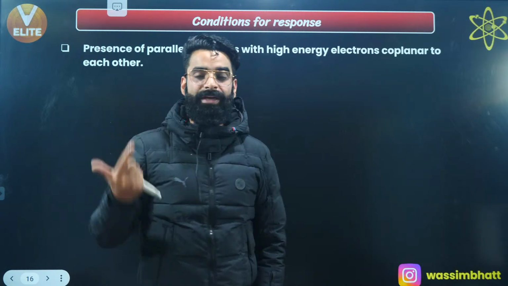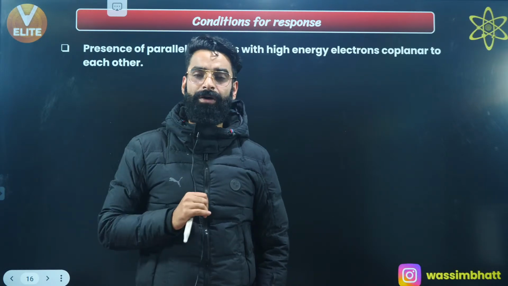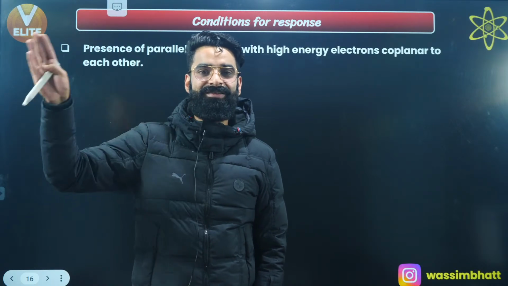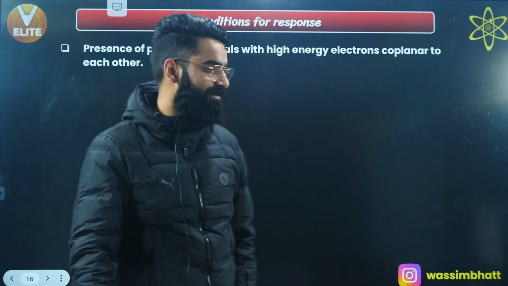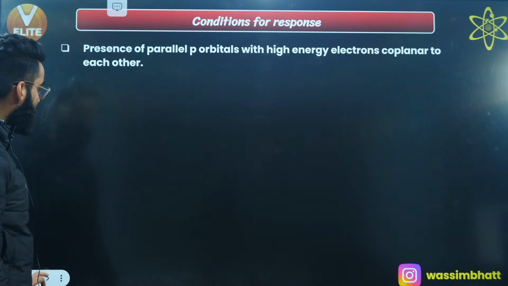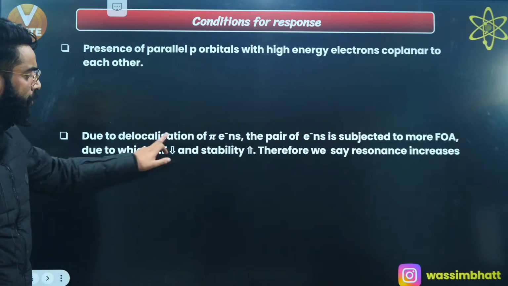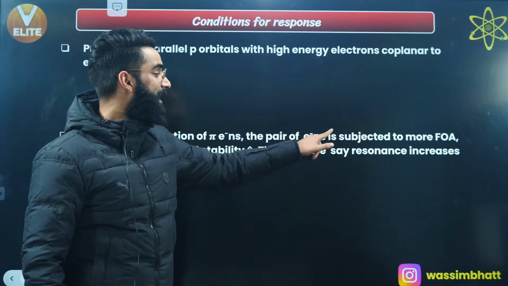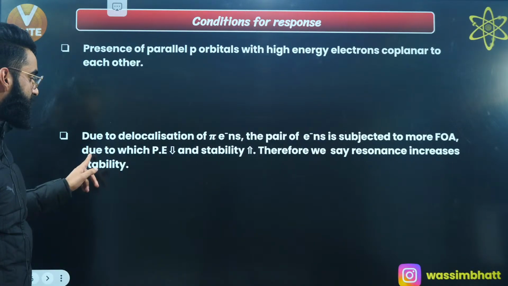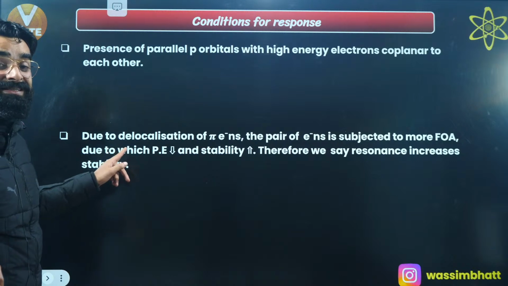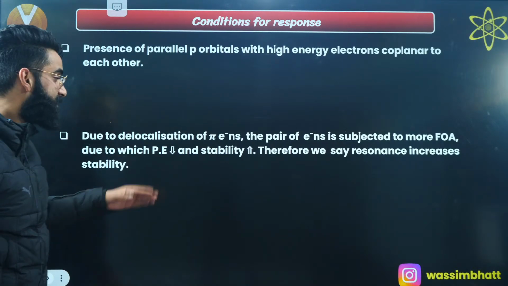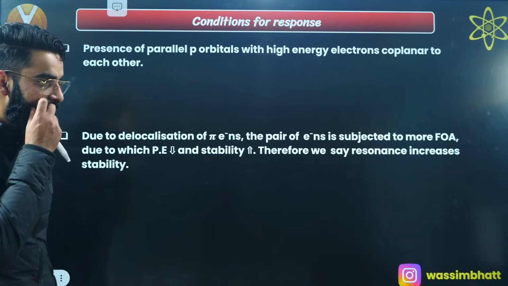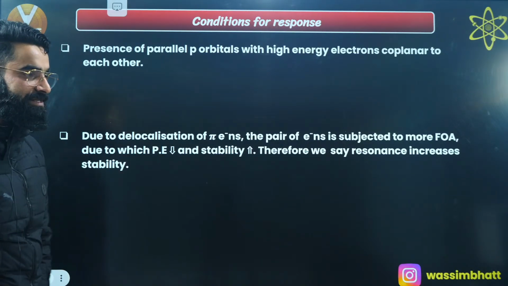Whereas in your canonical forms, there is no delocalization at all. And wherever there is delocalization, energy gets released. And wherever energy gets released, stability gets increased. As simple as that. Perfect. Due to delocalization of pi electrons, the pair of electrons is subjected to more force of attraction, due to which energy gets released. So the potential energy of the system decreases, and stability increases. Therefore, we say resonance increases the stability.